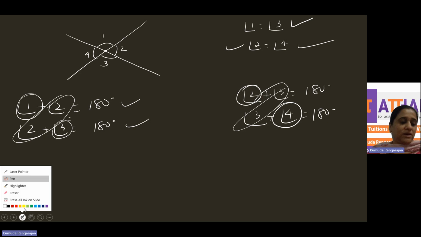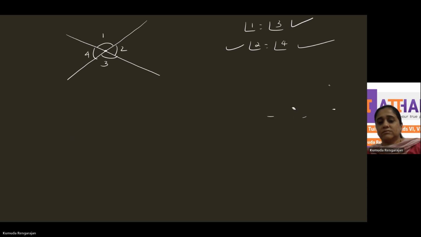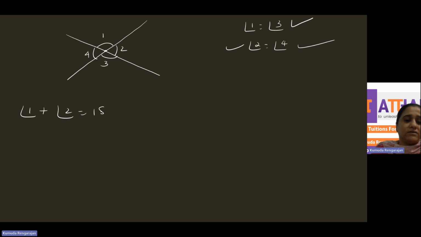Now I'll tell you how to work. So now we are going to write angle 1 plus angle 2 is equal to 180. Then you can even write angle 3 plus angle 2 is equal to 180. So you can see you have angle 1 and angle 3 and the remaining two angles are equal.